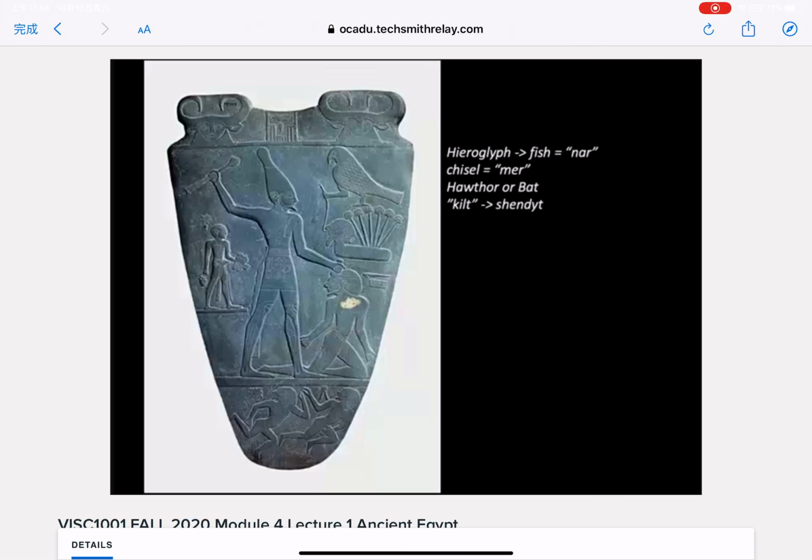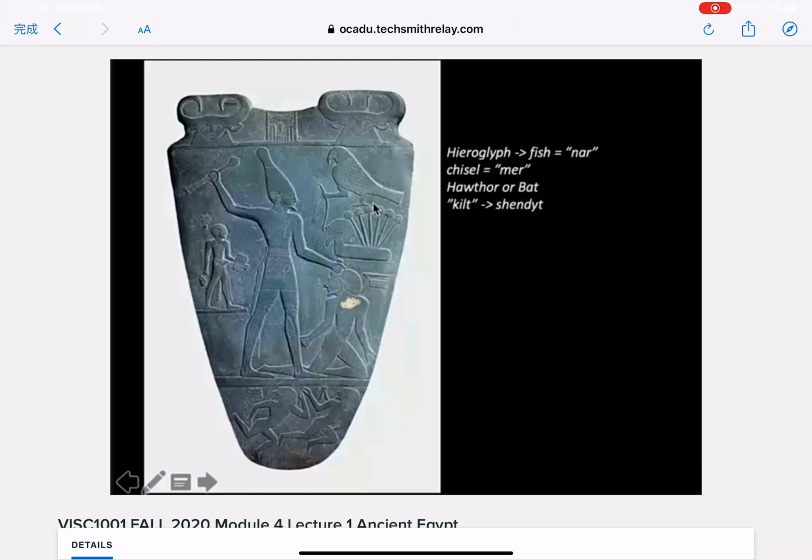Below that, there is a small vertical chisel. It looks like a vertical triangle or like a carrot. It's not a carrot, it's a chisel. And that hieroglyph, that pictographic image, stands for the sound mer. So that little rectangular box identifies this palette as being of Narmer or depicting Narmer. It says Narmer.